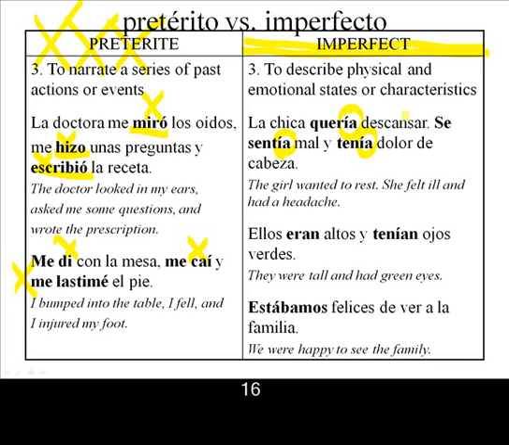Ellos eran altos, tenían ojos verdes. Okay? We can't put eran on the timeline. Eran altos. They were tall for a long period of time. Estábamos felices de ver a la familia. Okay? Again, we can see. Estábamos felices. We're happy over time. It's not like we had a happy evening. It's continued over time.